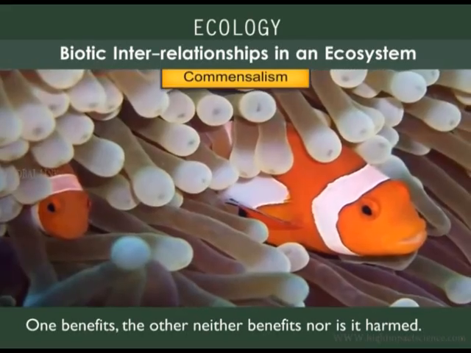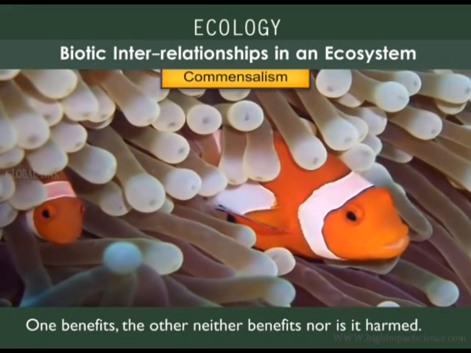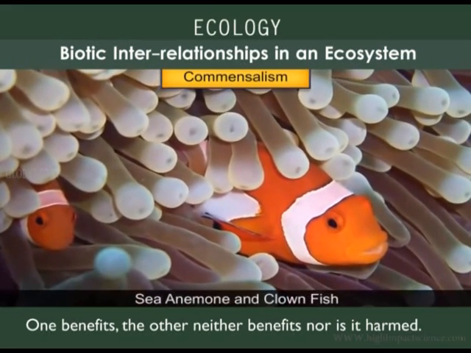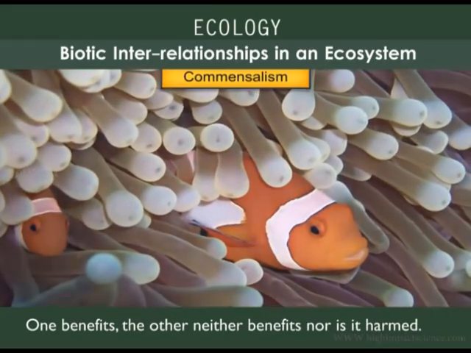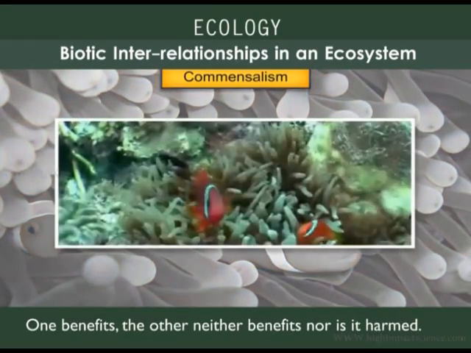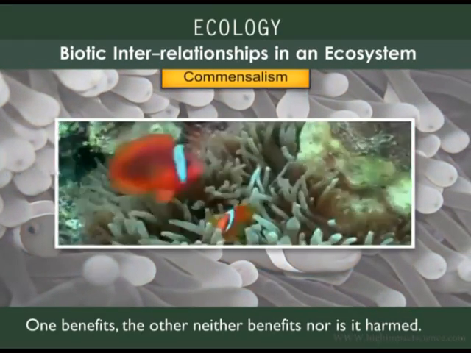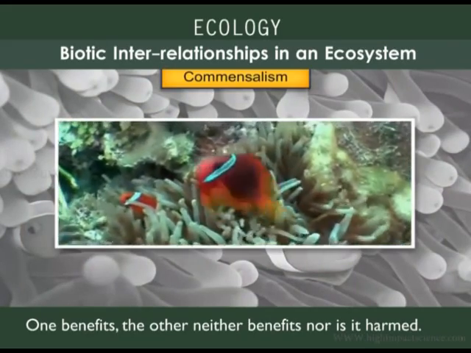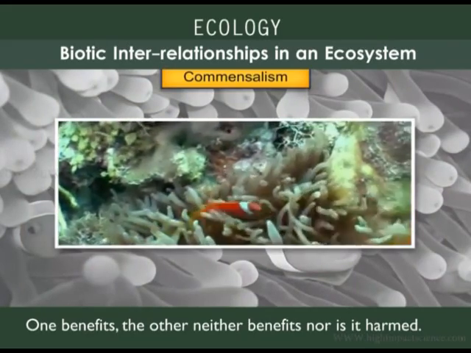In animals, commensalism is seen between sea anemone and clownfish. Although the sea anemone has stinging tentacles, the fish finds it a comfortable place to live as it receives protection from predators.